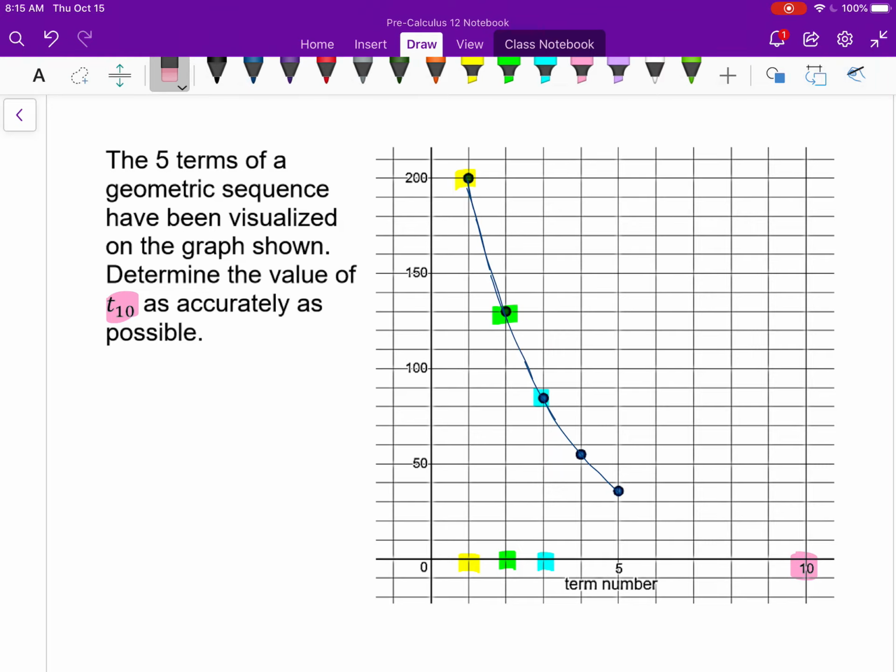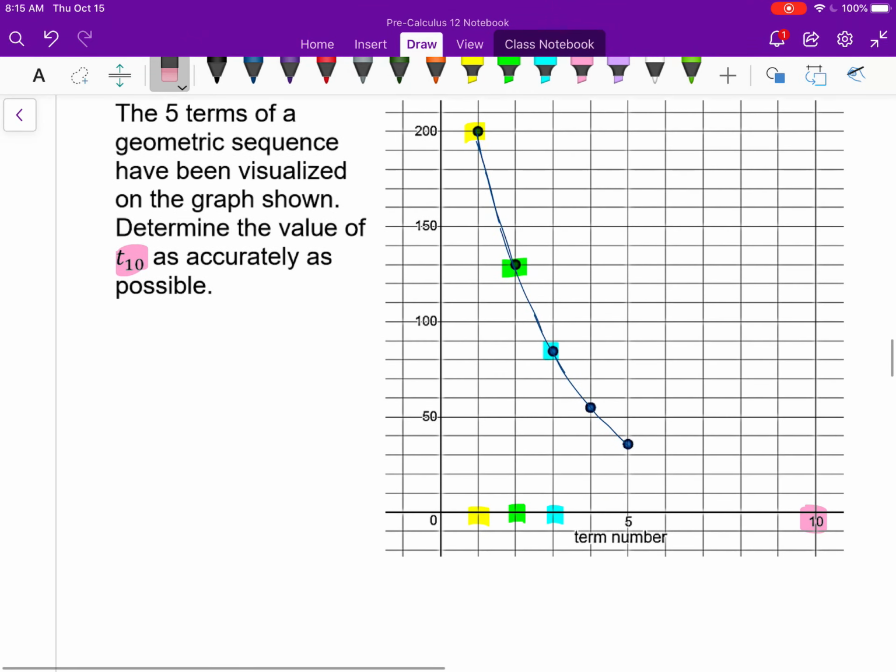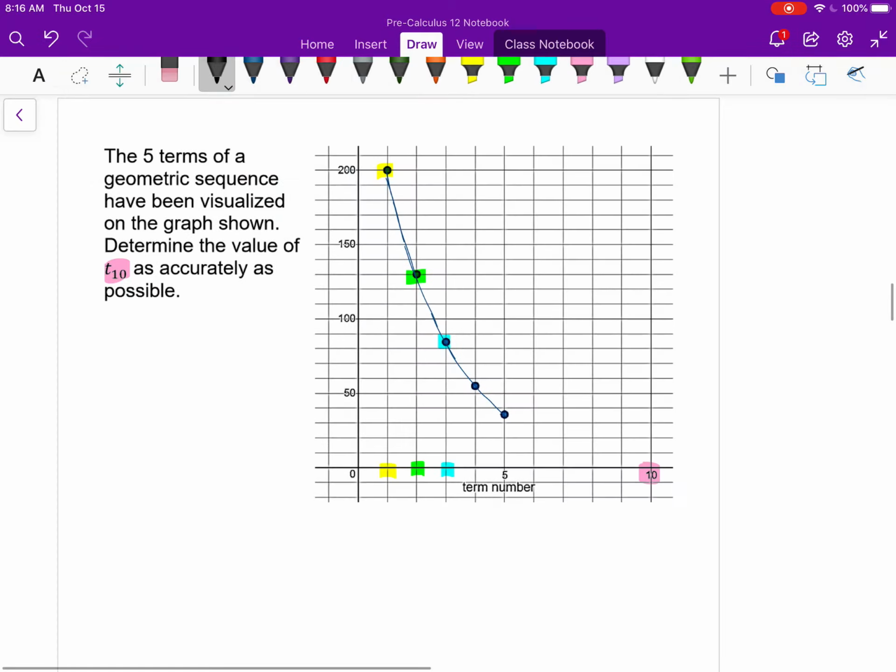But I want to be a bit more accurate than that. So I'm going to pause this there and think about, okay, I'm trying to find the 10th term. What do I know right now? Well, I know the first term sure looks like it's 200.